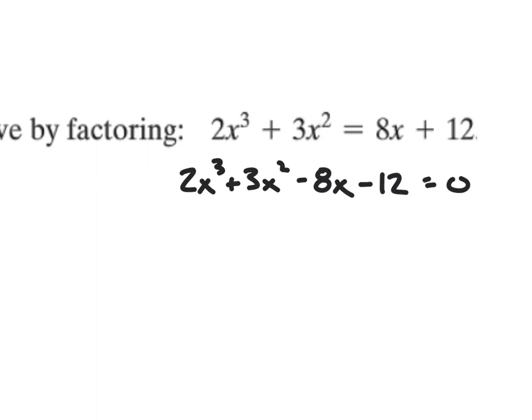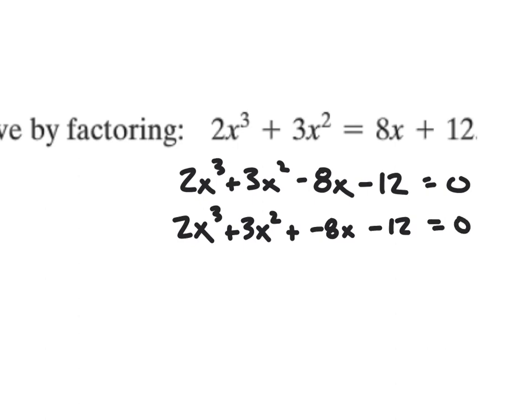Now what I want to do when I've got 4 terms like this is factor by grouping. However, I have this negative sign here, and the way I get around that is I do 2x cubed plus 3x squared plus negative 8x minus 12 equals 0. The reason I do that is because when I group things, I'm not going to mess up my signs, and I have a plus sign in the middle.